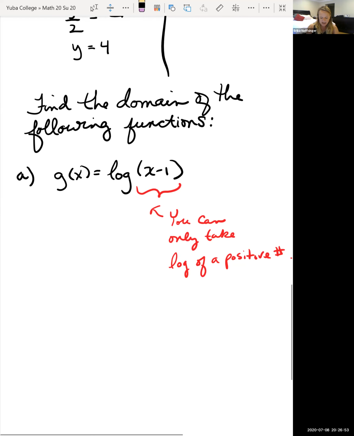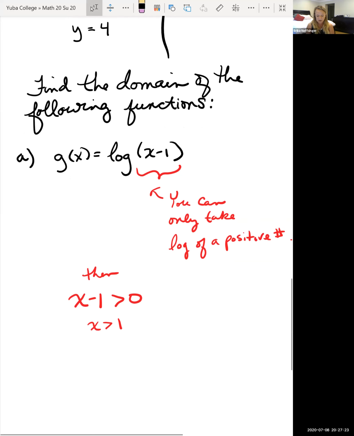And so in this case, I know what I'm taking the log of, which is the x minus 1. This x minus 1 then has to be greater than 0. So it's a linear inequality, and we solve it similar to linear equations. Get x by itself, add 1 to both sides, we get x is greater than 1. So our domain is all numbers greater than 1, not including 1.